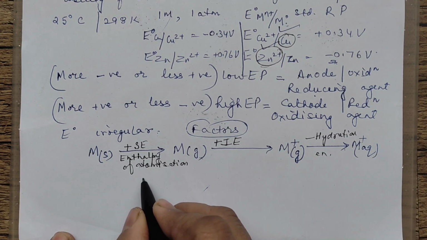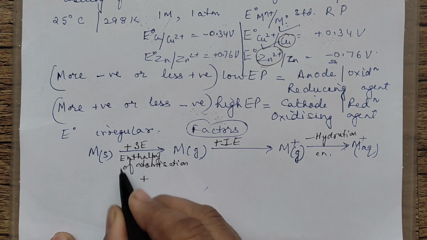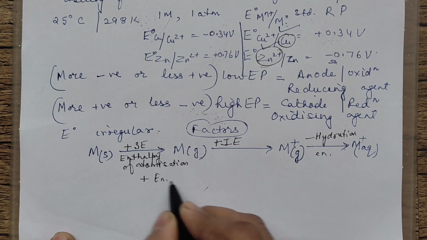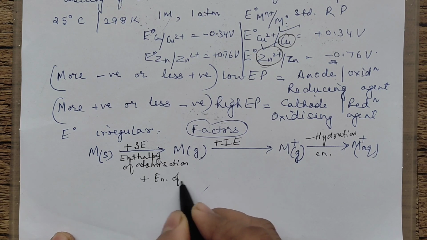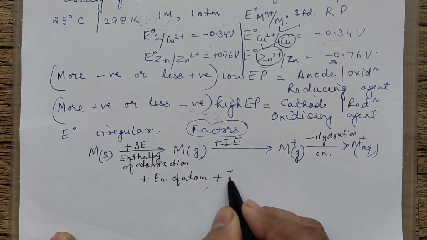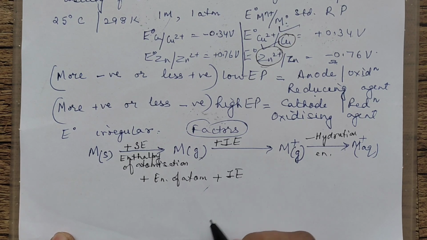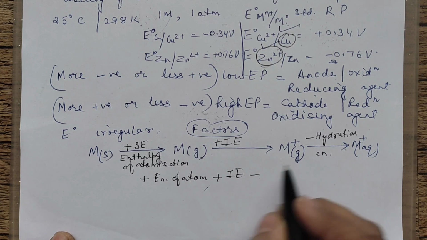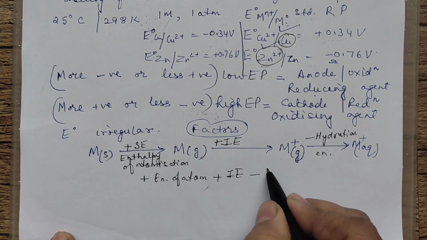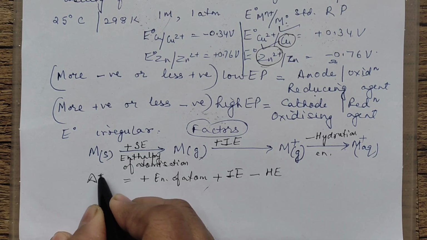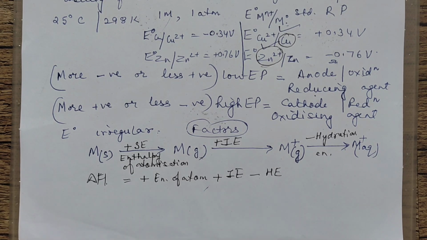So this is the enthalpy of atomization, it is positive. Plus ionization enthalpy, that is also endothermic. This is minus hydration enthalpy. Actually, we are all adding, because these two are endothermic and this is negative. So I'm writing in this format. The sum of all this will give you the total enthalpy which is liberated.